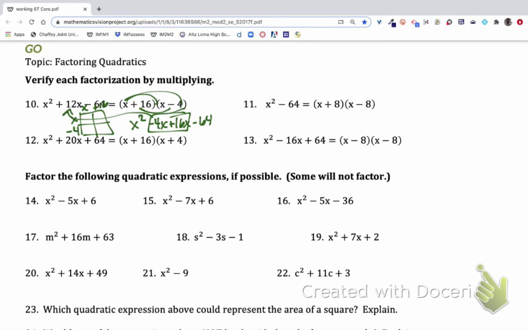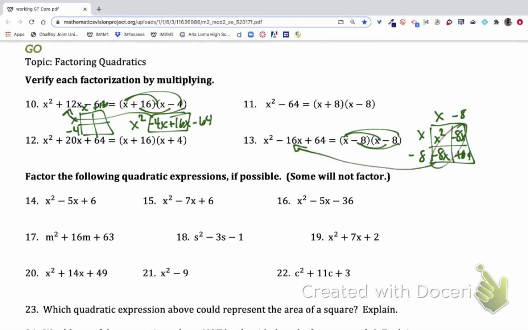For number 13, same process. Distribute or draw your Punnett square. Either is going to be fine. And in this case, I'll do the square just to mix things up. We've got x minus 8, x minus 8, so x squared, negative 8x, plus 64. You combine those, you should end up with negative 16.